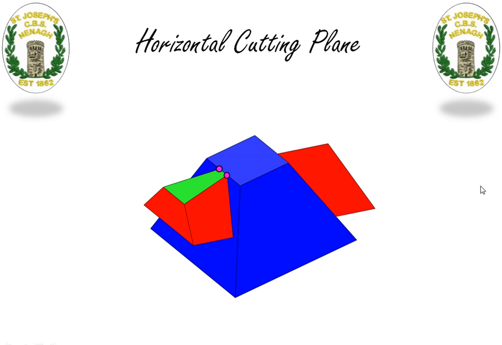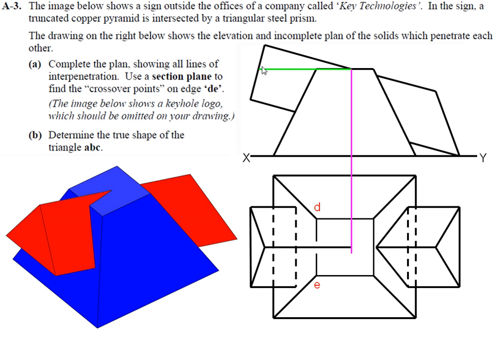To get our horizontal cutting plane, we'll take our cut across here in our elevation, bring that down then to our plan, and we join that back to this intersection point here, and that's going to give us our two crossover points. And there we have the question completed using a horizontal cutting plane.